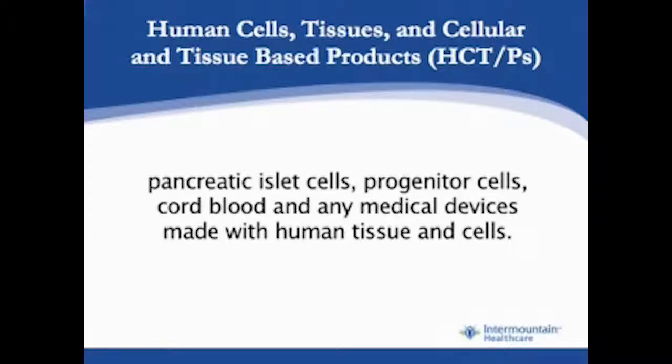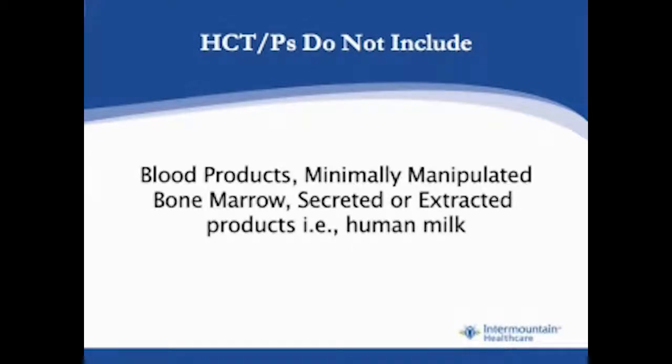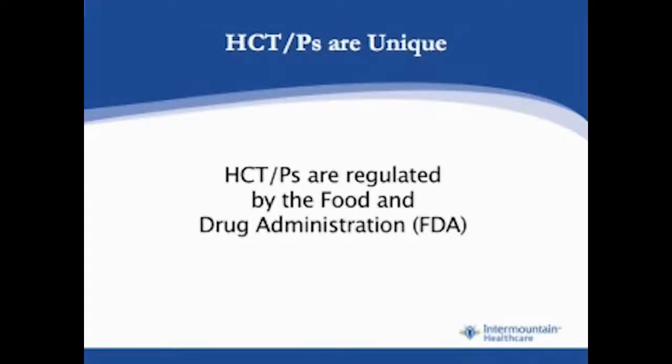Products that are not defined as HCTPs include vascularized human organs and blood vessels recovered with organs for use in organ transplantation. Xenografts, products made exclusively from bovine or porcine sources, are not HCTPs. Other non-HCTPs include blood products, minimally manipulated bone marrow, and secreted or extracted products, for example, human milk. These products are biologics that are regulated by other federal statutes.